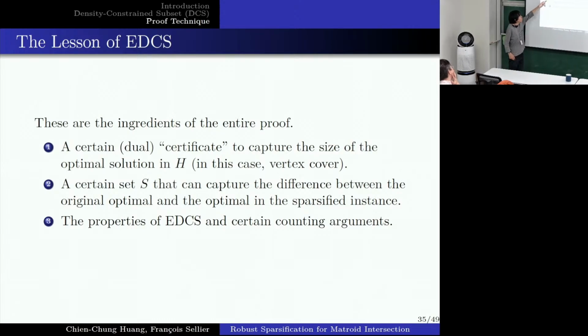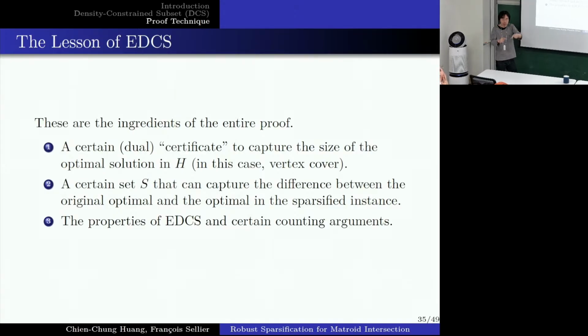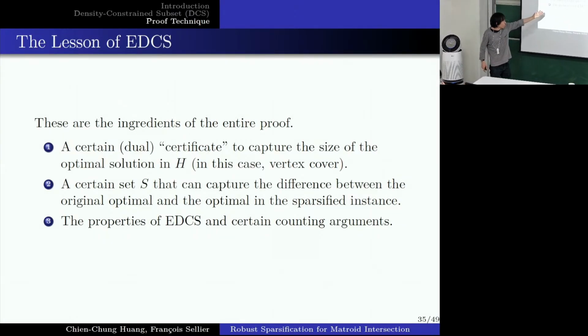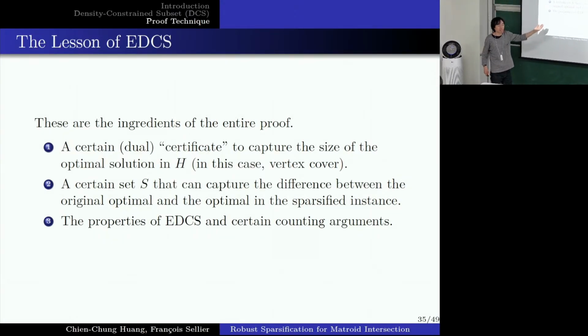And the second thing is that I want to find a subset S that can somehow capture the difference between the largest matching you have in H and the largest matching you have in the original G. And the third thing is I'm just using the property of the EDCS, and I'm doing a counting argument. So the proof, in fact, is not so difficult. If you don't follow me very well, it's my fault. It's not the fault of this paper.